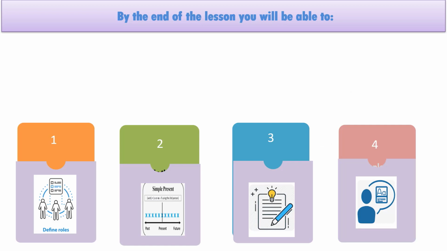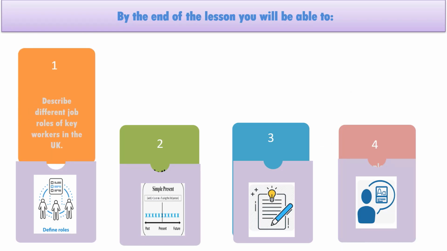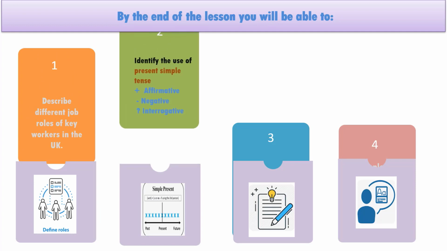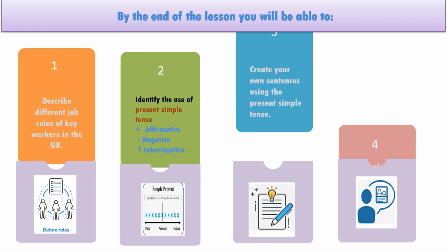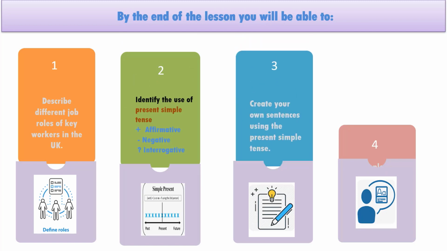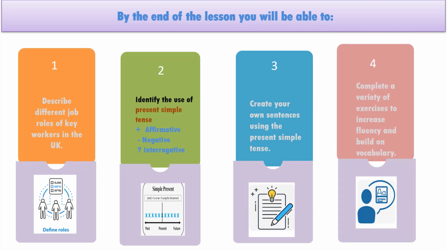By the end of the lesson we'll be able to describe different job roles of key workers in the UK, identify the use of the present simple tense, positive, negative, questions, create your own sentences using the present simple tense, and complete a variety of exercises to increase fluency and build on vocabulary. Now, if you watched the previous lesson, we've completed outcome 1.